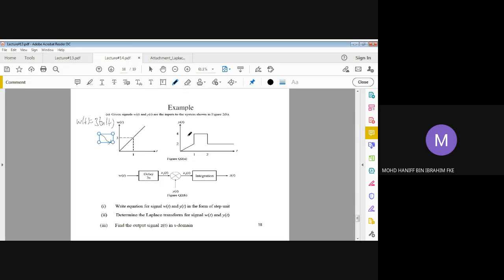So for y(t), you can try to work it out on your own. You are going to get y(t) equal to 2t of u(t), minus 2(t minus 1) u(t minus 1), minus 1, plus 2 u(t minus 1), minus 2 u(t minus 2).